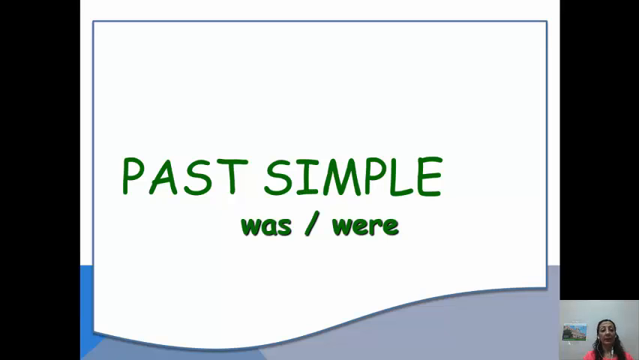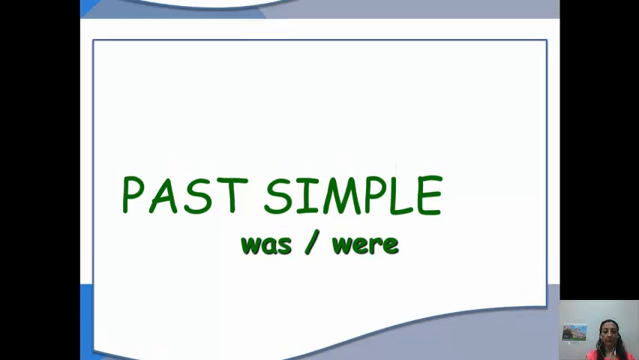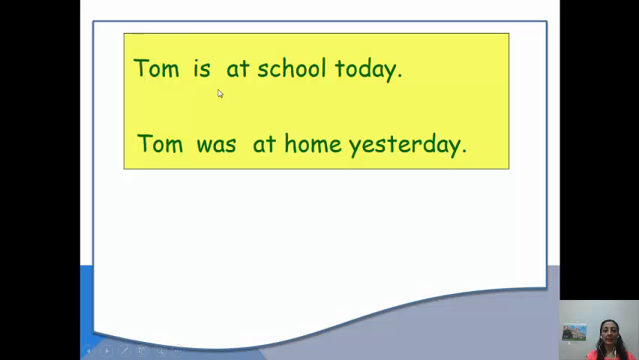This is a very important irregular verb in the past simple tense: verb to be. Verb to be in the past is was or were. Tom is at school today. This is the present simple tense. Is changed to was in the past simple tense. So, Tom was at home yesterday. Yesterday is a key word for the past simple tense. Is changed to was.